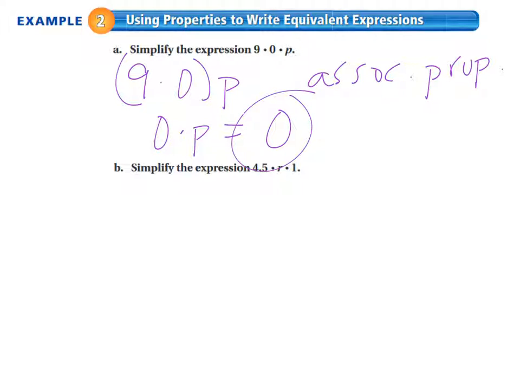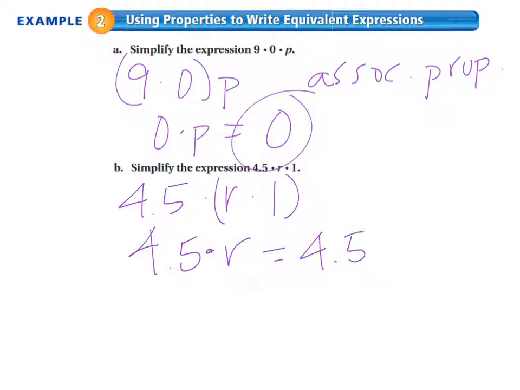And for part B, simplify the expression 4.5 times r times 1. So first I'm going to use the property of 1 here. I'm going to write this down. And we'll put these two together, and we know that anything times 1 is going to be what you started with. So r times 1 is r, and 4.5 times r is 4.5r.